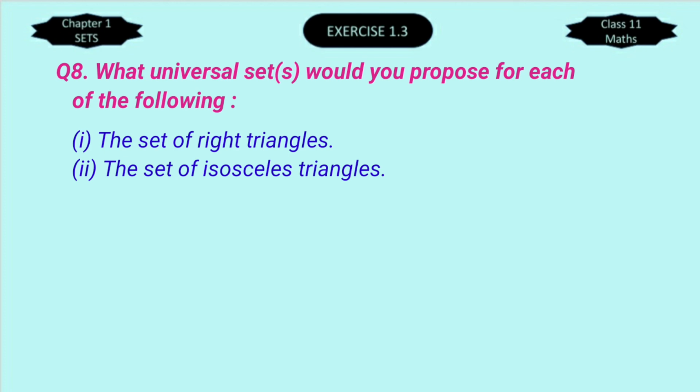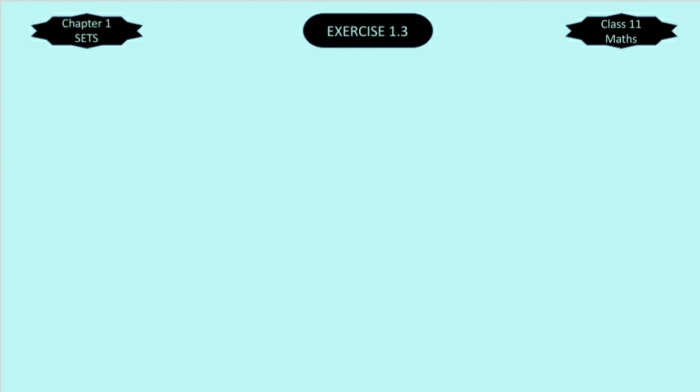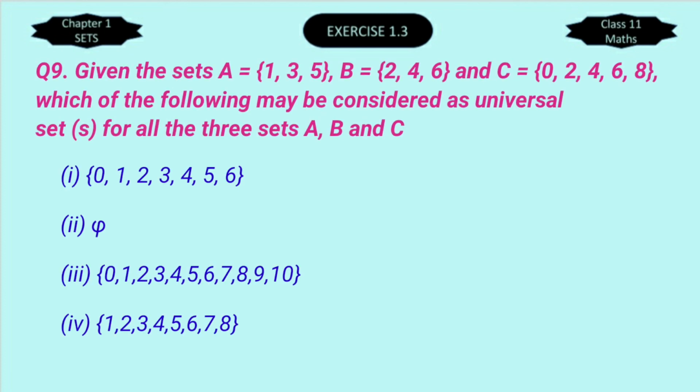In question 8, we have to write the universal set. So just consider any basic set that would include all the members of the given sets. You can also have more than one universal set. So in both the cases here, it can be the set of all triangles or the set of three-sided plane figures. Which one of the following is a universal set for these given sets? Clearly, it is the third one.